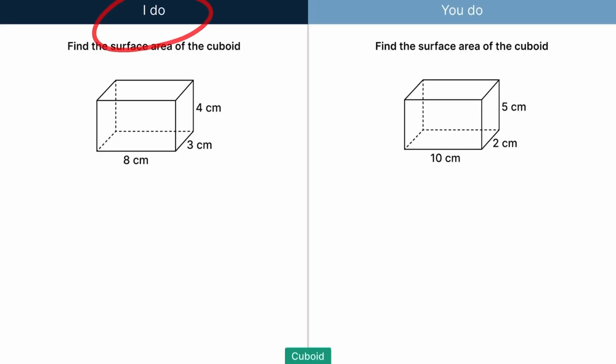So the way my videos work, I'm going to do the example on the left, which is I do. You are then going to press pause and have a go at the example on the right, which is you do. So here we've been asked to find the surface area of the cuboid.